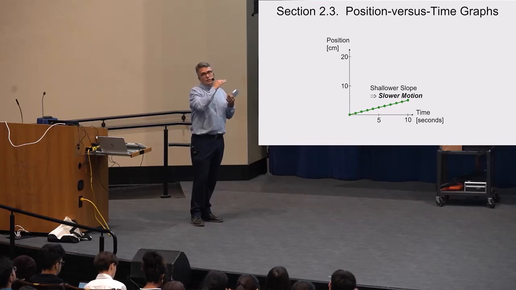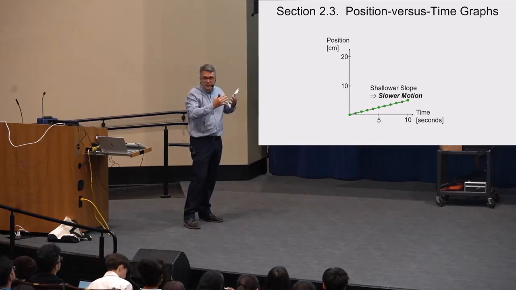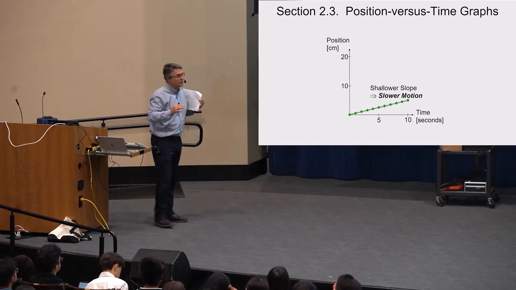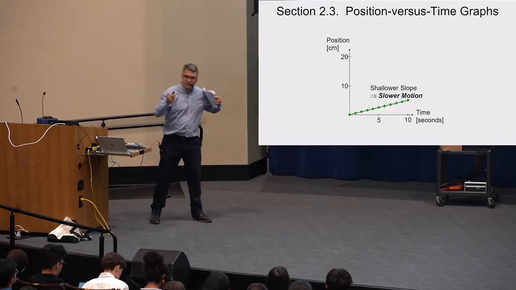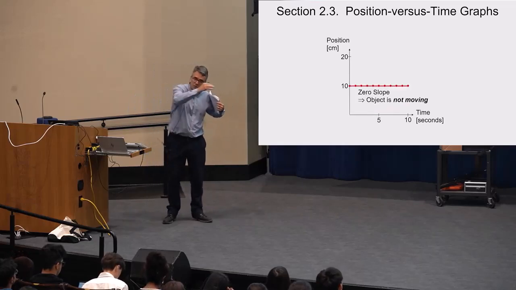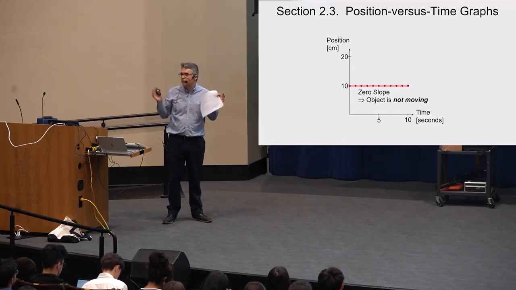If you go a shorter distance and it takes a longer time, then that is a slower motion. And if time is going by on this horizontal axis, but your position isn't changing, then that means you are stopped, you're not moving, or you're at rest.